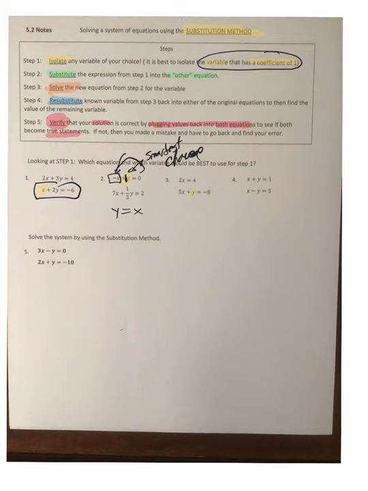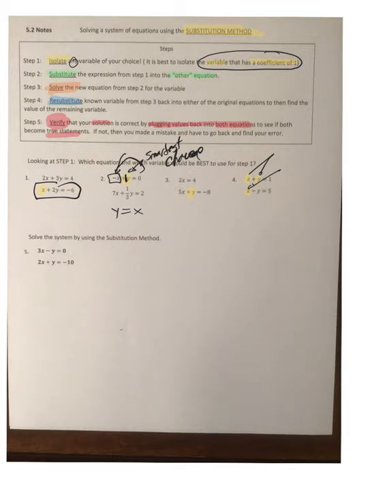For number 3, the y would be the best choice. And on number 4, we have lots of good choices. There's a ton of good choices. Any one of these would be great choices to isolate for step 1. Remember, you only have to isolate just one variable, just any variable, just one. So let me show you what I mean. So let's look at number 5.